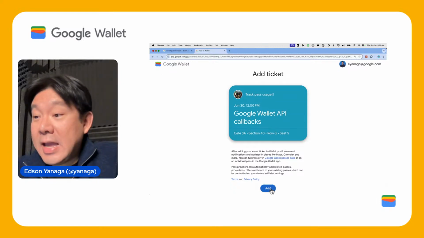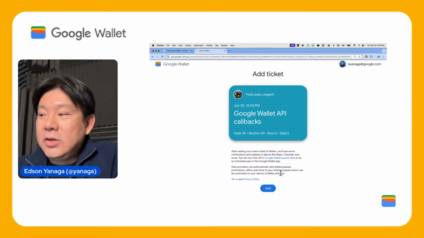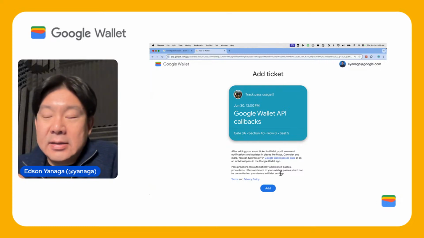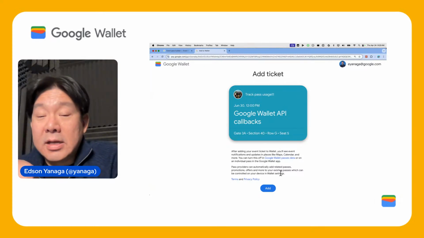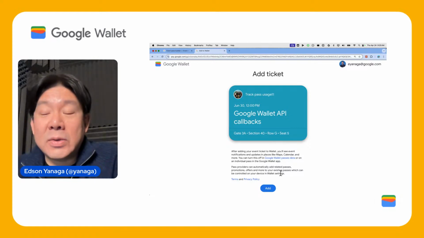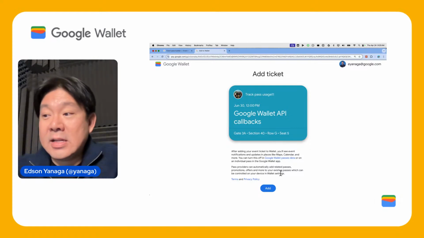Here you can see the Add Ticket option, okay? You note that once I click on Add, it's going to be added automatically to my phone, because it's going to be added to my Google account whenever I add it here in the web interface on the desktop.